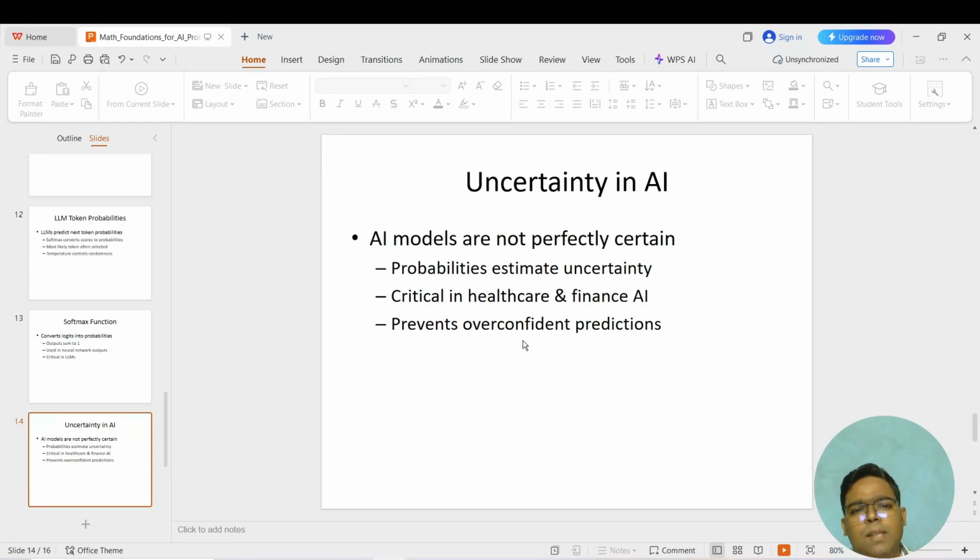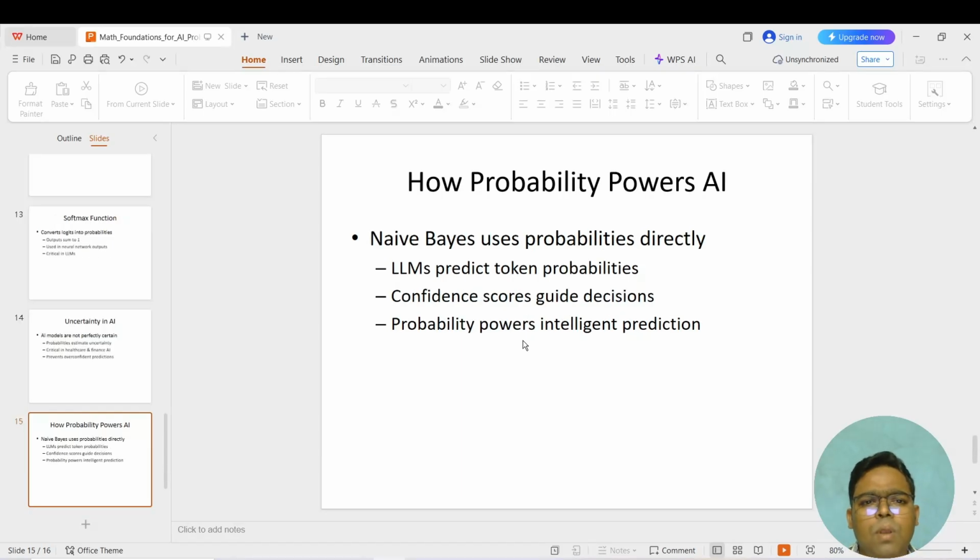Uncertainty in AI: AI models are not perfectly certain, so probability estimates uncertainty. Why is it important? Because it is very critical in healthcare, finance, and now in every department where AI is being used. Knowingly or unknowingly we are using probability, and it also prevents overconfident predictions. Now, how probability powers AI, whatever I talked about before is summarized here. Naive Bayes uses probability directly, LLMs predict token probability, confidence scores guide the decision, and probability powers intelligent prediction.